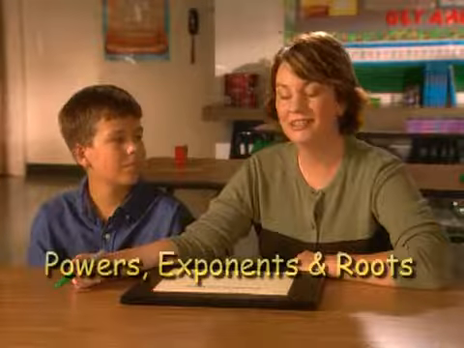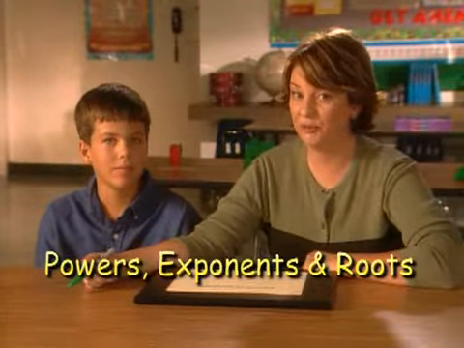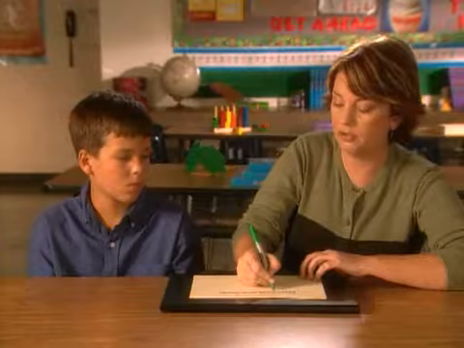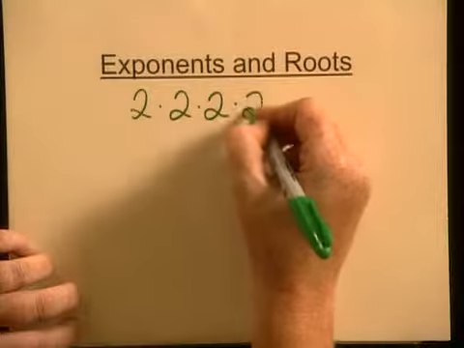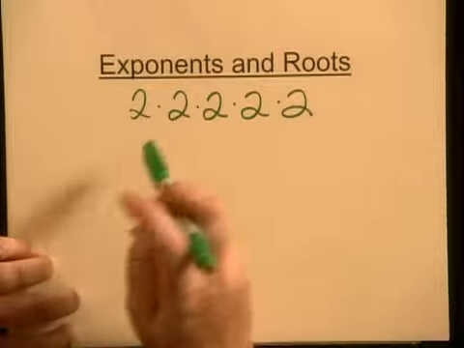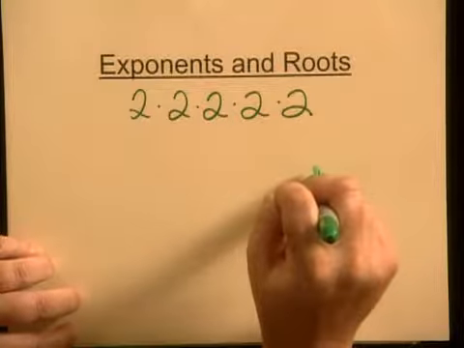Okay, Dalton. Today we're going to learn about base, exponent, and square roots. Let's start with a problem. 2 times 2 times 2 times 2 times 2. Hard to say. Even harder to keep track of how many times we've multiplied. So we have a shorthand way of writing a number times itself lots of times.